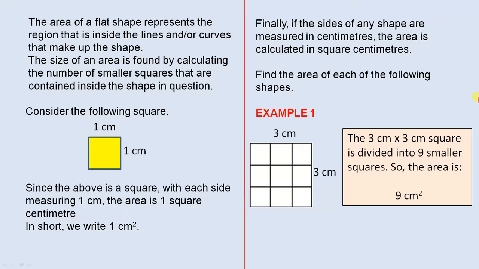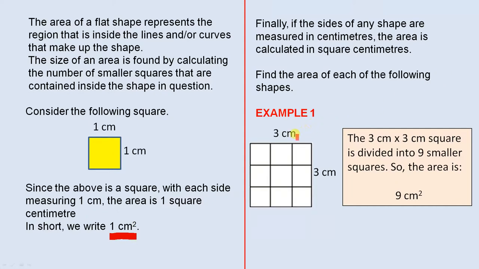So it's a square and it has a 1 centimetre width and a 1 centimetre length. Since the above is a square with each side measuring 1 centimetre, the area is 1 square centimetre. In short, we write 1 centimetre with a little power of 2 here, and that's a short way of writing 1 square centimetre. Finally, if the sides of any shape are measured in centimetres, the area is calculated in square centimetres. Find the area of each of the following shapes.